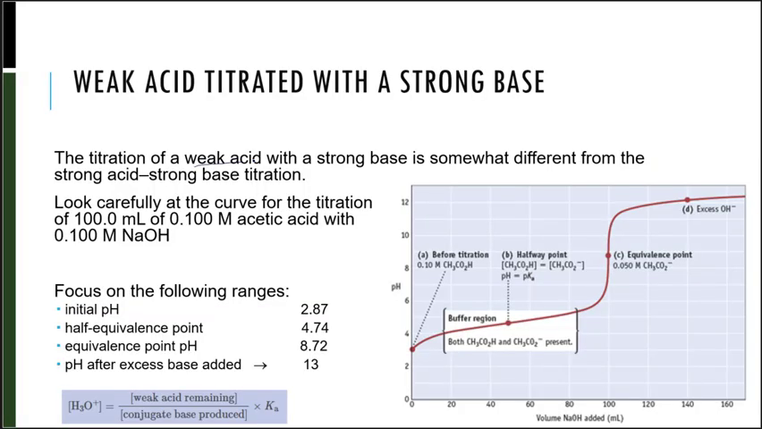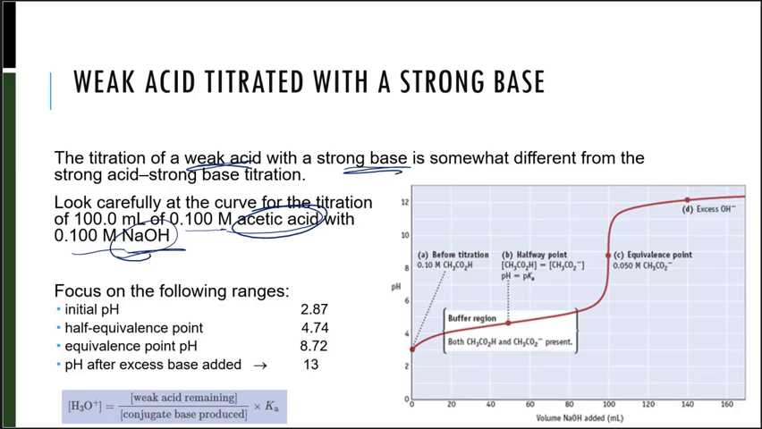Let's look at the titration of a weak acid with a strong base. And it looks a little bit different from the strong acid, strong base titration. Here we're looking at 100 milliliters of 0.1 molar acetic acid. And we're going to titrate it with 0.1 molar sodium hydroxide. So I have weak acid, strong base. Let's look at our initial pH. The initial pH is higher or less acidic than when I had a strong acid. Remember, I started back at a pH of 1 when I had a strong acid.